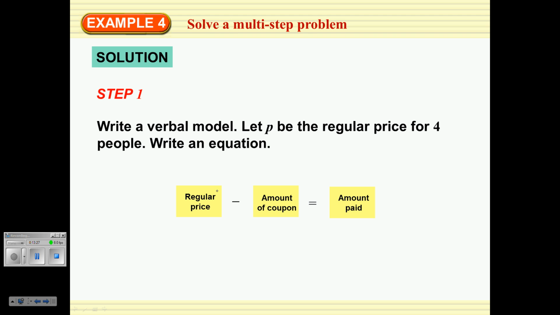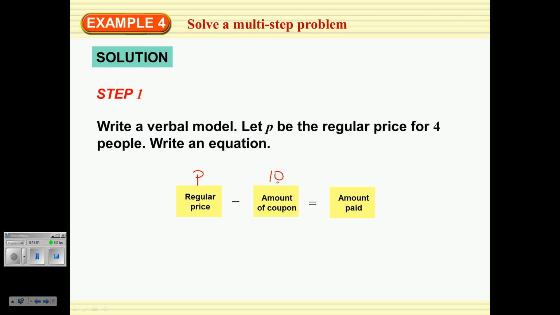Now you guys, I know this verbal model really seems easy for you. It probably seems very simple. And you're like, why do we have to write this, Miss Baynes? And these equations are very simple for some of you possibly, and maybe some of you don't think they're simple. However, when we get into much more difficult word problems, it's nice to write down in words kind of what we're doing. And then it helps you go back to the problem and figure out what you know, what you don't know. We don't know the regular price. That's why we're going to make it P. We know the amount of the coupon.